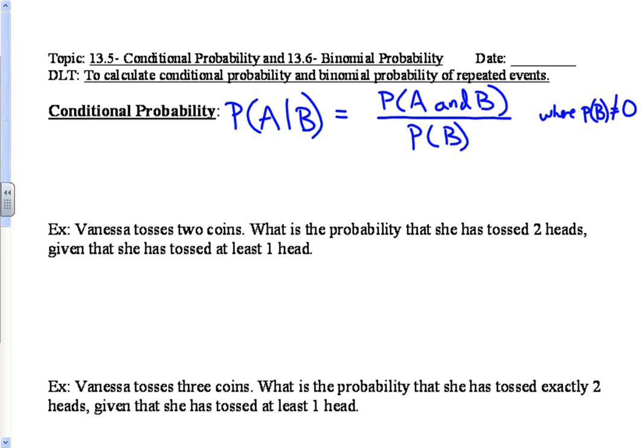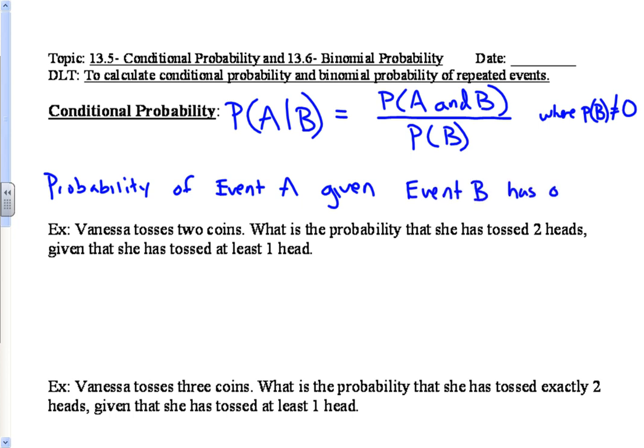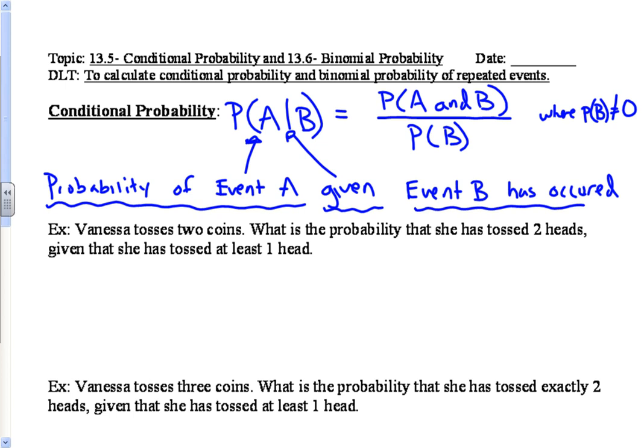So what this means is the conditional probability of event A given event B has occurred. And so that's what this means. The probability of event A given, that's what that line means, that event B has occurred.